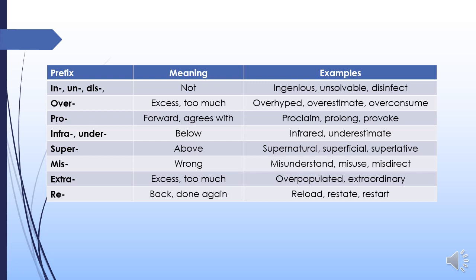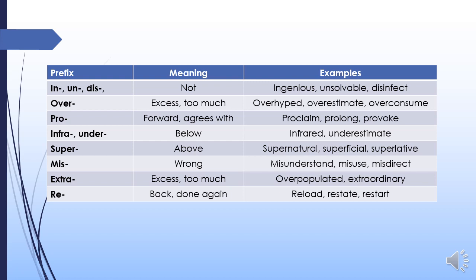Pro means forward or agrees with. For example, proclaim, prolong, and provoke. Not necessarily is the stem of the word what remains when you remove the prefix. For example, the word provoke. If you remove pro, it will be only voke, right? And this is not the origin of the word. The origin of the word is evoke. It doesn't sound really comforting in your mouth to say pro-evoke. So by time, it came to be provoke instead of pro-evoke.